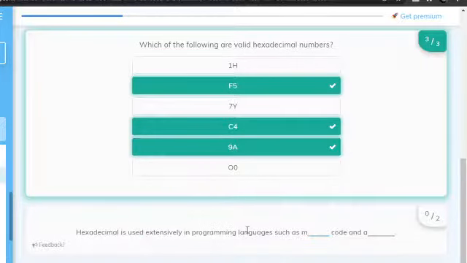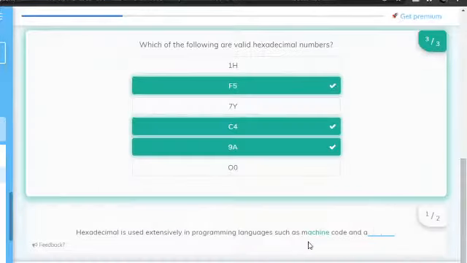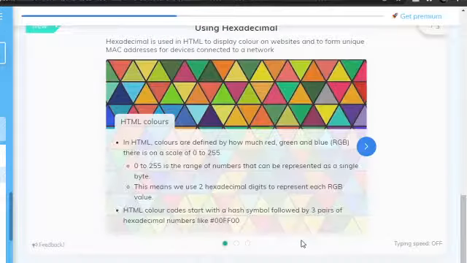Hexadecimal is used extensively in programming languages such as machine code and pseudocode, and what else? Assembly languages, which require a lot of human interaction. Oh no.